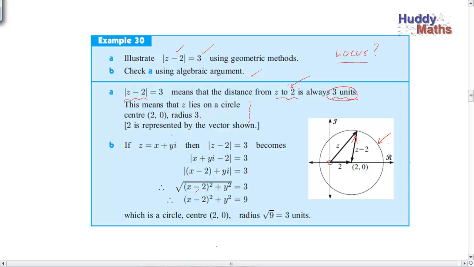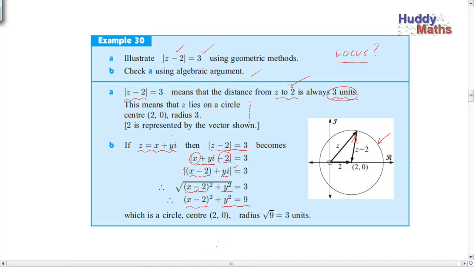Okay, let's do it in algebra land. So let's do x plus yi. So this becomes x plus yi instead of z, take 2 equals 0. Let's collect up the real parts: x take 2, and the imaginary part equals 3. Then using the idea of the size, modulus, or absolute value of a complex number, it is the root of real part squared plus imaginary part squared. Squaring both sides, we get this.